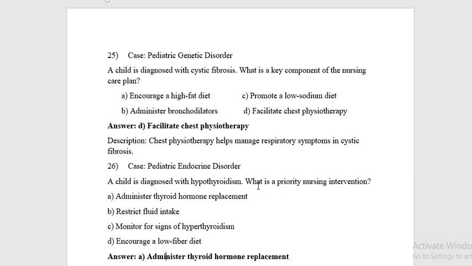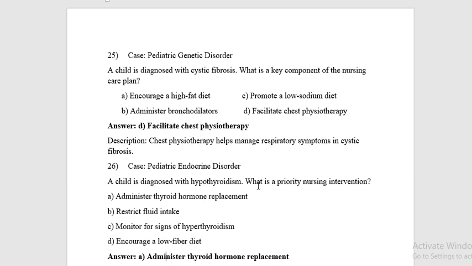Choice D is the best answer. Facilitating chest physiotherapy is the best answer. Chest physiotherapy helps manage respiratory symptoms in cystic fibrosis.